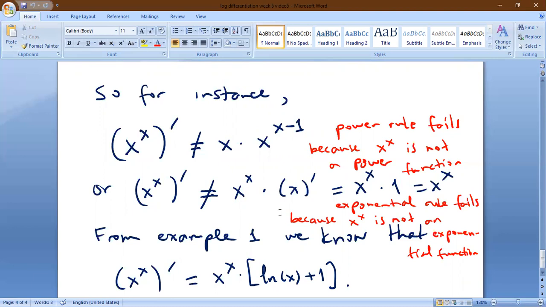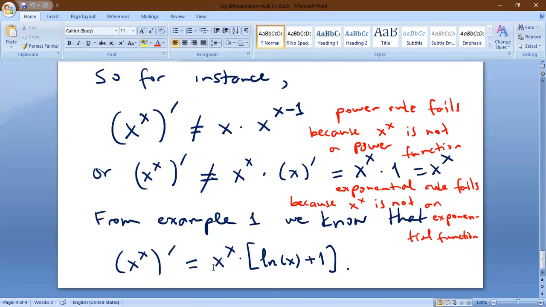Or if we have just confused it with the exponential rule, what is it going to be? Take the function back, x to the x, multiply by the derivative of x, which is 1. That also gives x to the x. Again, not right, because remember, the derivative of x to the x is x to the x times ln x plus 1 from the first example we have done.